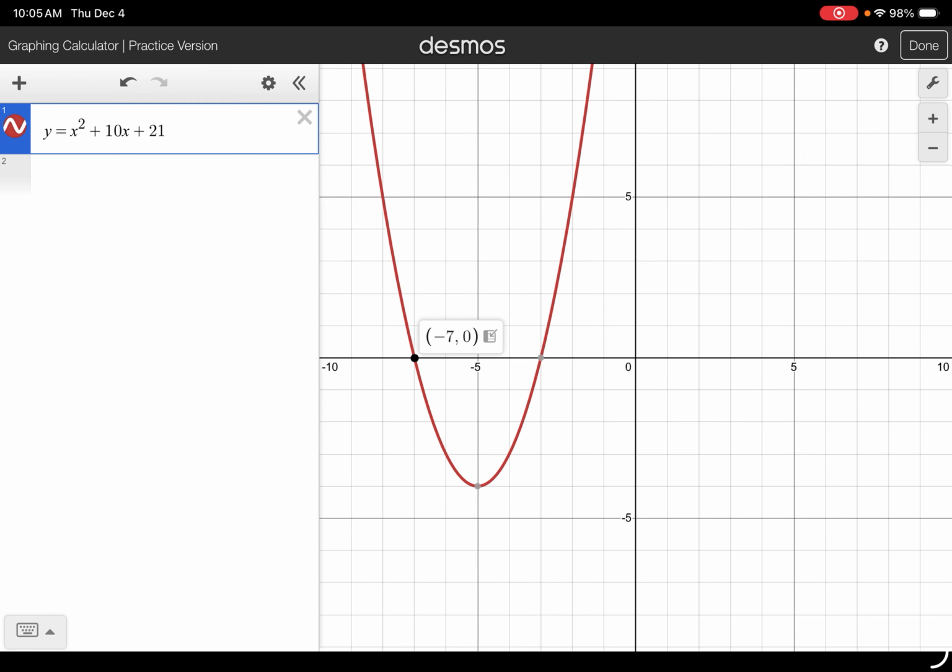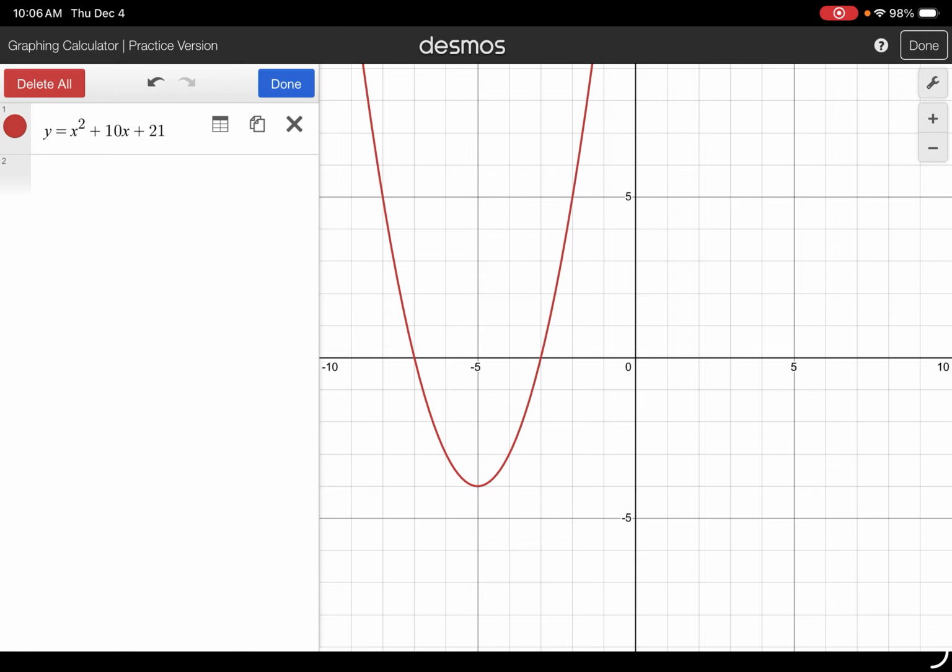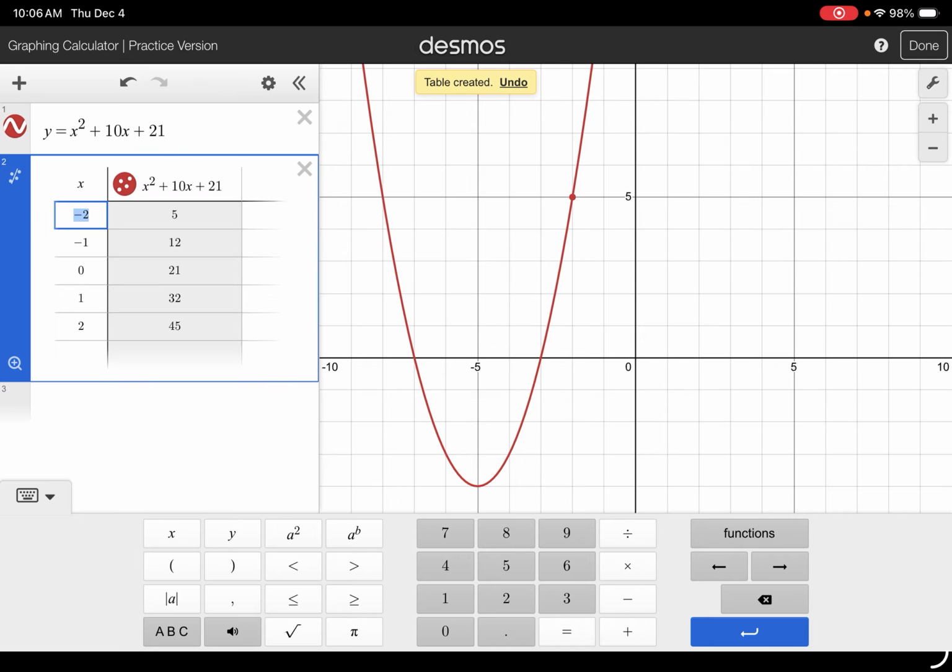I'm going to go find the major points. Okay, I'm going to kind of make note of those. Right, so -7, and -3, and -5, -4. That is 3 points, but my table wants 5. So I am going to go see the little gear in the top of the left side. I'm going to tap on the gear, and then I can hit the table, and it's going to give me a table of values for that function.